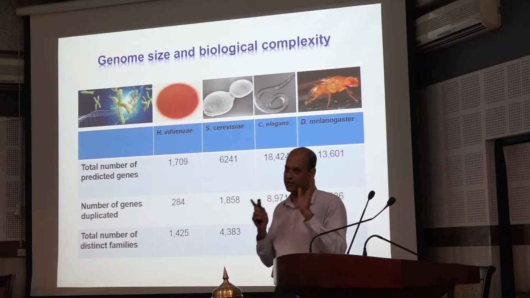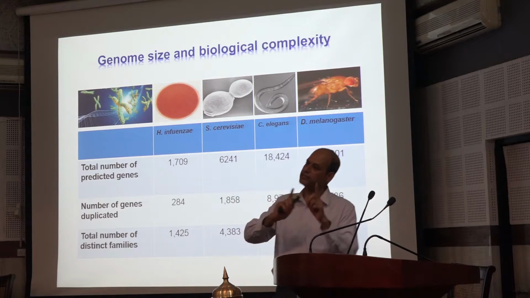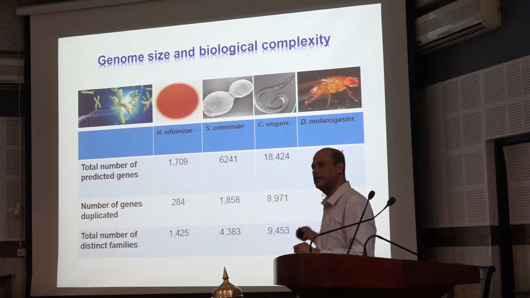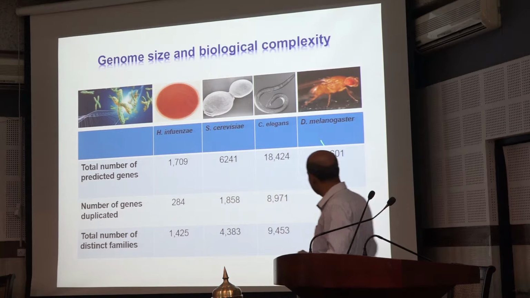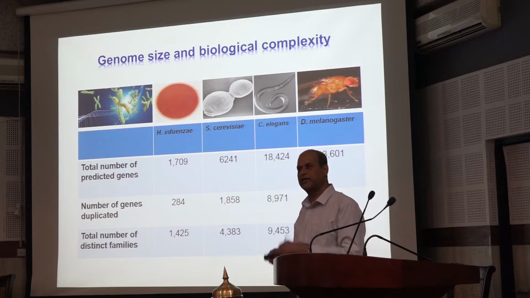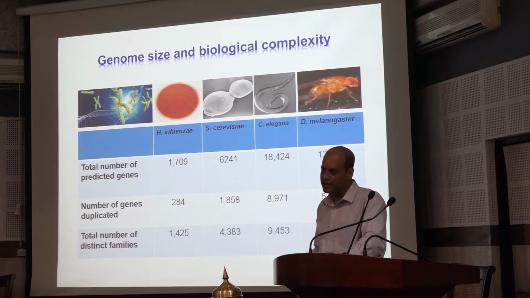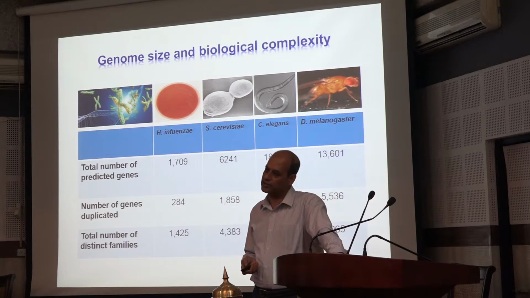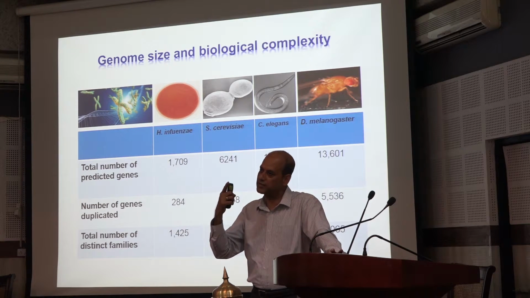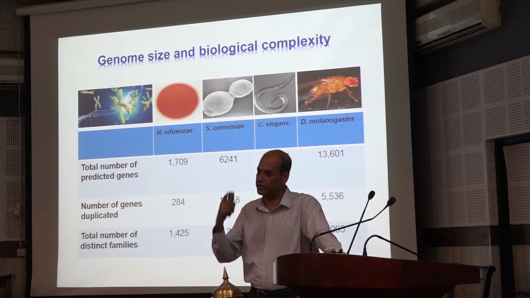Now you think, the complexity versus the genome size, it doesn't match. Here more genes are there, but the structure is simple. Fewer genes are there, the structure is complex. That means that the complexity of an organism does not depend on the number of genes or the genome size. Where does it depend? It depends on the protein.